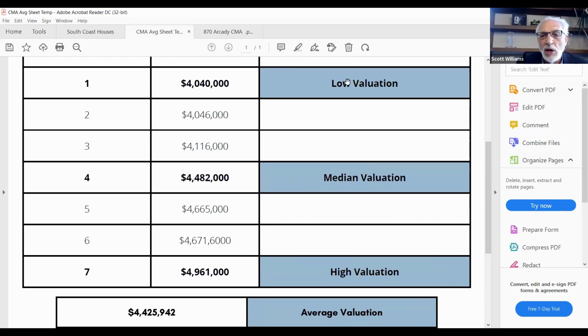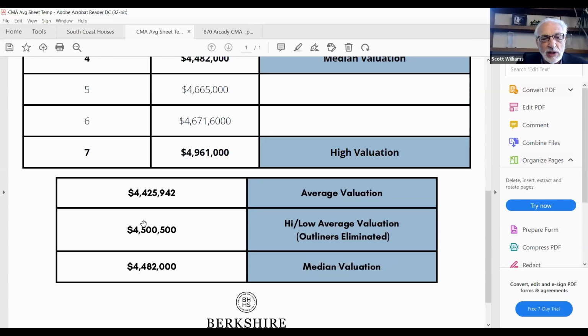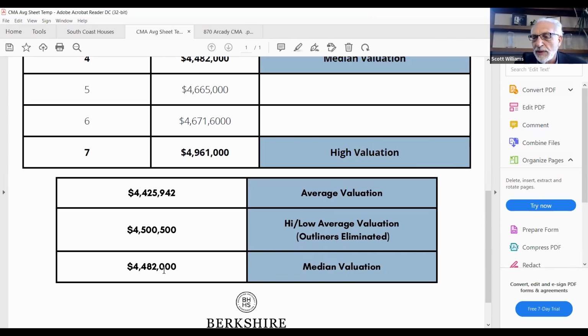So the lowest one was at $4,040,000. The highest one was $4,961,000, and the median was 4.4. That's all those adjustments. And so you can see here the average is 4.425. The high-low average, where you throw out the highest number and the lowest number and re-average them, is 4.5. And the median is 4.482. There's a really big pointer on this property that says it's worth about $4.5 million.